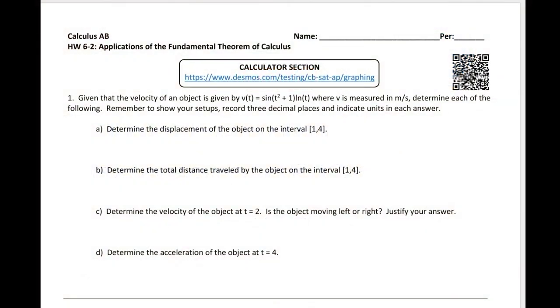Hey, yo, welcome back. On tonight's homework, we're going to be using the calculator for the first time to answer some questions that have to do with the fundamental theorem of calculus.